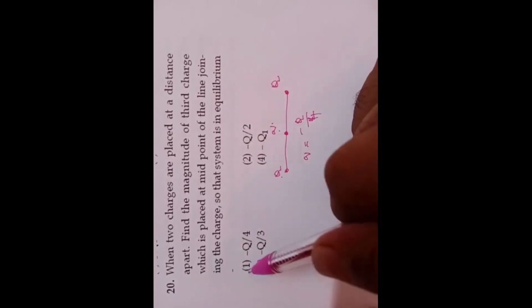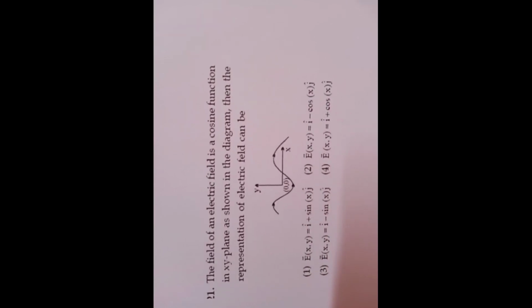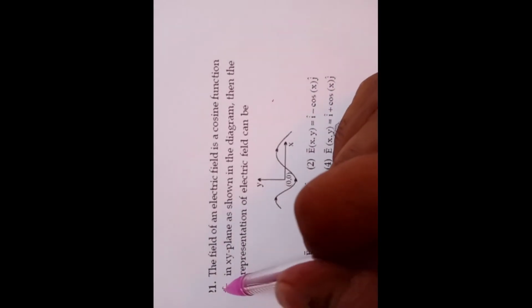Minus Q by 4. Okay. So like this question will be there. So what is the answer for this? It is minus Q by 4. 21 question, some data is missing in this. We can't do it with the given data, some printing mistake is there. Leave this 21st question. Okay. Next.